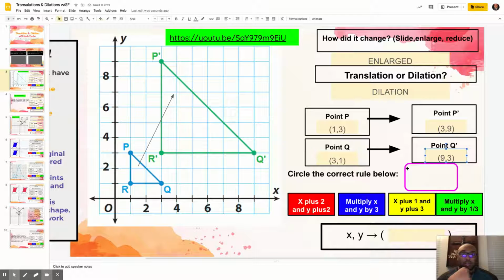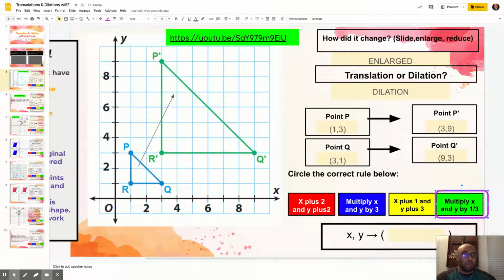Now, looking at these points and how they transformed, what rule would go with them? I'm going to put my little circle around that. So would it be x plus 2 and y plus 2? Multiply x and y by 3? X plus 1 and y plus 3? Or multiply x and y by 1/3?